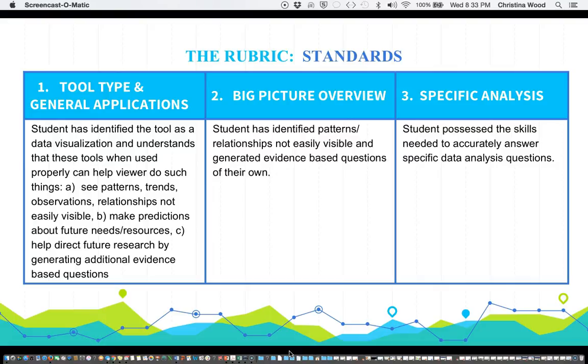In section number 3, we were basically seeing, could you use the tool properly? So we gave you some multiple choice questions here, and your rating was determined based on how many of those questions you could accurately answer.